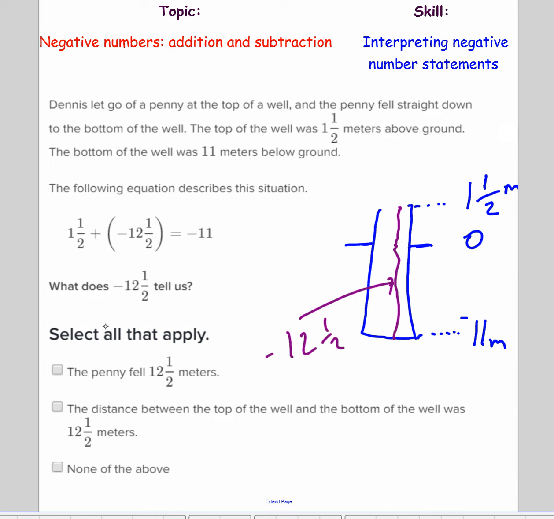So select all that apply. The penny fell 12.5 meters. Does that make sense? Of course it does. It fell from here all the way down, so 1.5 to get to ground level, and then another 11. So yeah, it fell 12.5. The distance between the top of the well and the bottom of the well was 12.5 meters. From the top of the well to the bottom of the well. Yep, that is 12.5 meters. And none of the above obviously can't be the answer.